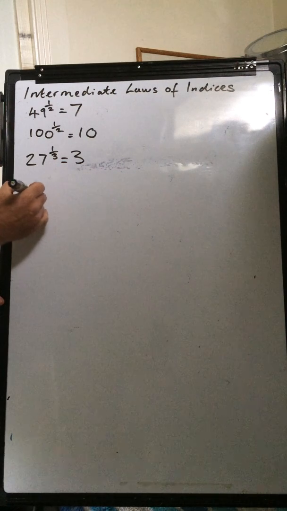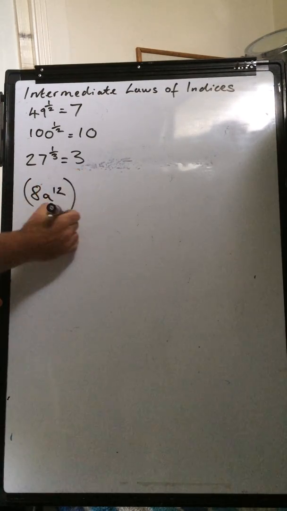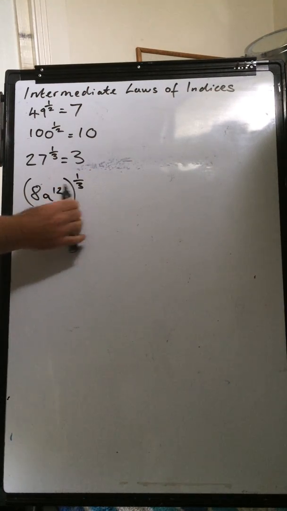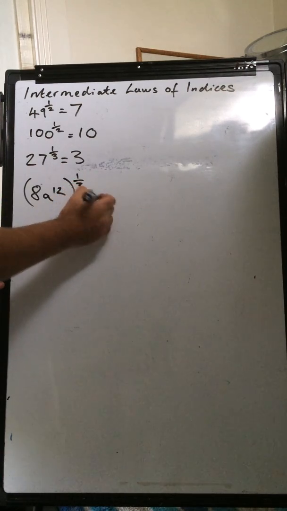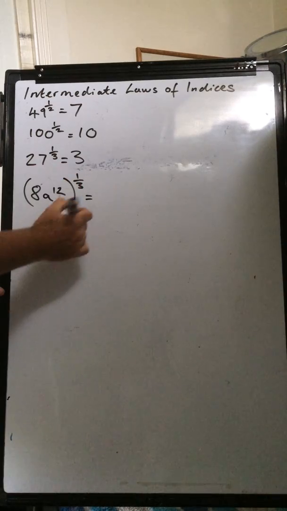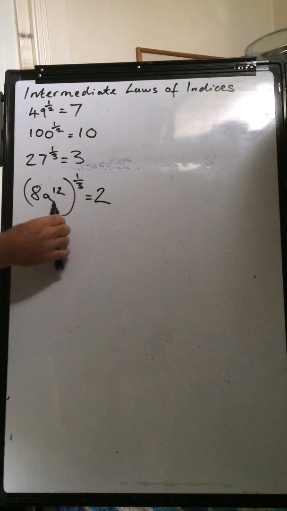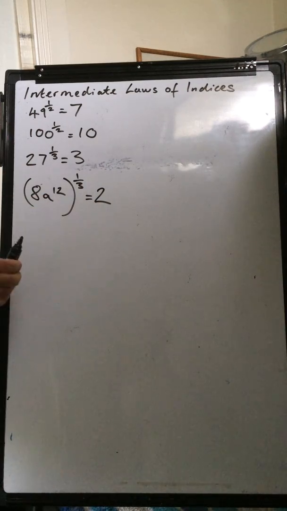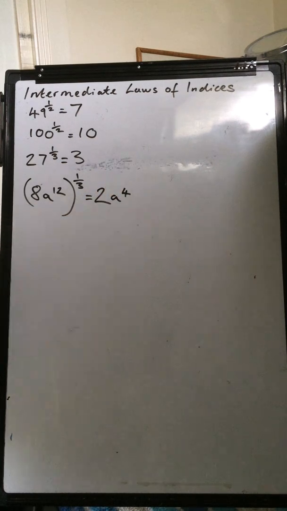Then we can start to get a little bit carried away with this, and we can start saying things like 8a to the 12, to the 1/3. So now this is saying, what is the cube root of 8? We can do that on our calculator: 8 to the power of 1/3. That's going to give us 2. And then, remember, we raise a power to a power, so 12 times a third. Basically, what is a third of 12? 4. So we end up with a to the 4.